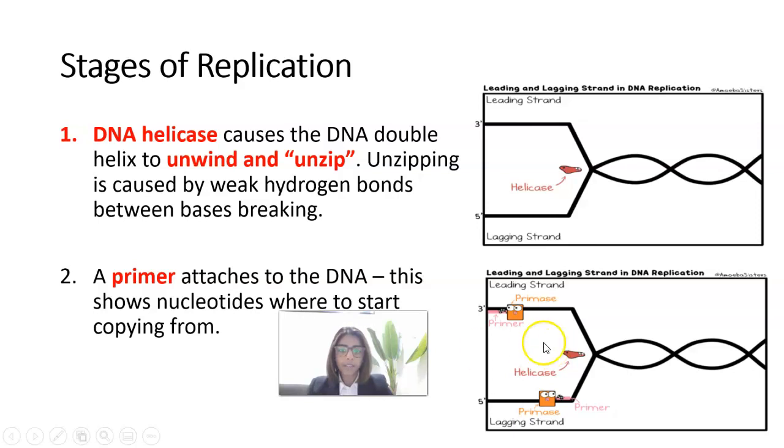Next thing that happens is a primer attaches to the DNA. So remember, a primer is just a short section of DNA that helps the DNA polymerase enzyme know where to start building from.